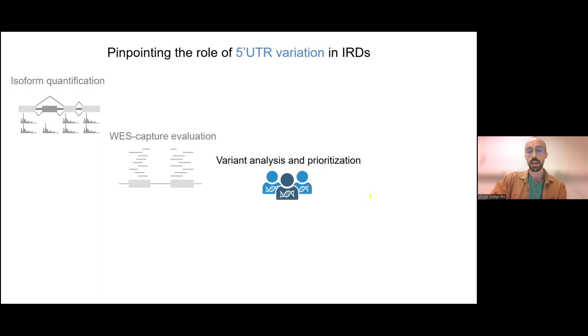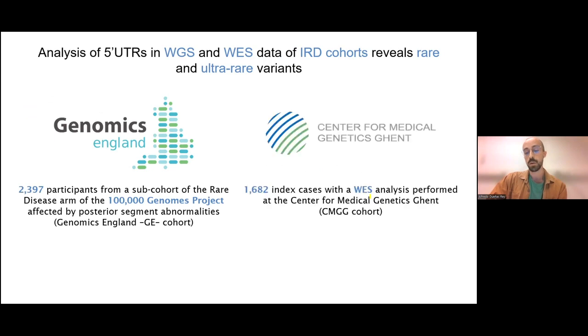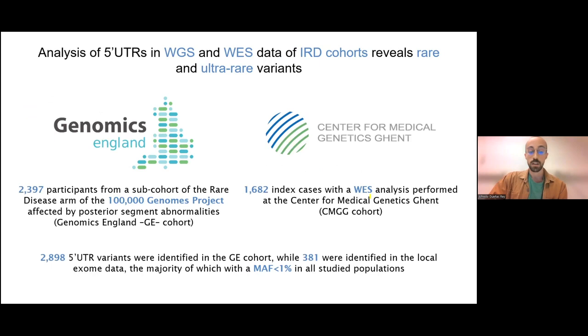So for the variant analysis, we used 2 different cohorts. The first one comprised whole genome sequencing data derived from over 2,000 participants with posterior segment abnormalities from the 100,000 Genomes project. And the other one comprised around 1,600 index cases with a WES analysis performed at our center. We identified over 3,005 UTR variants, the majority of which were very rare in all studied populations.